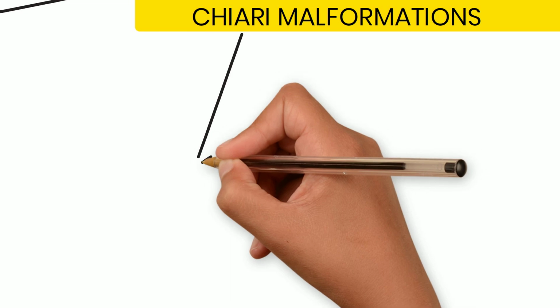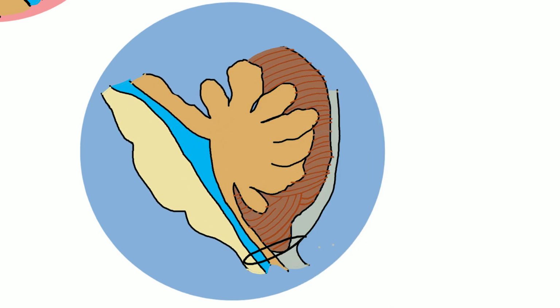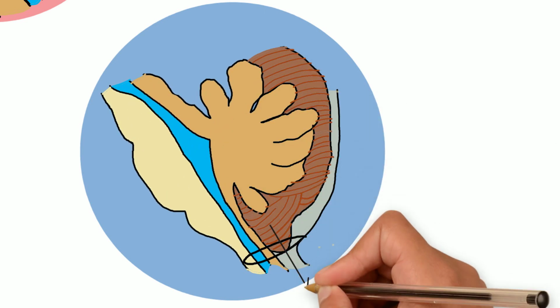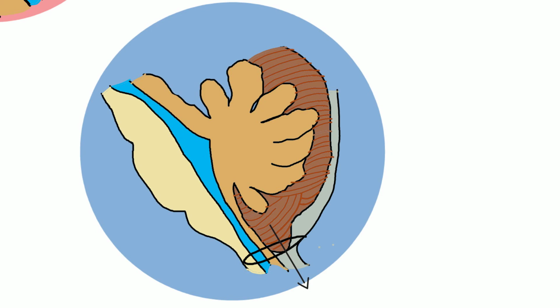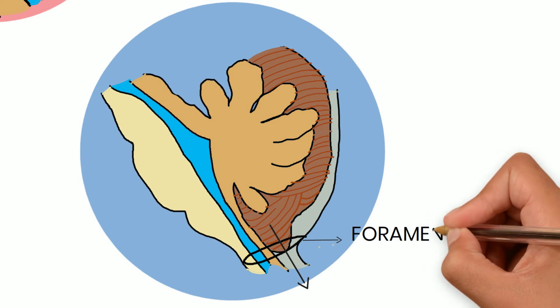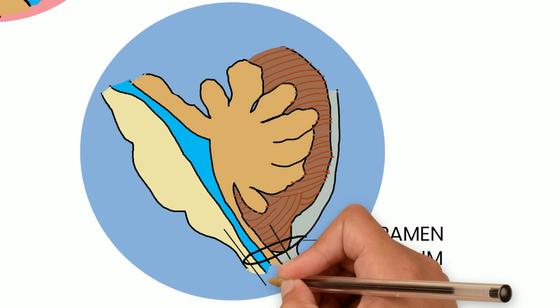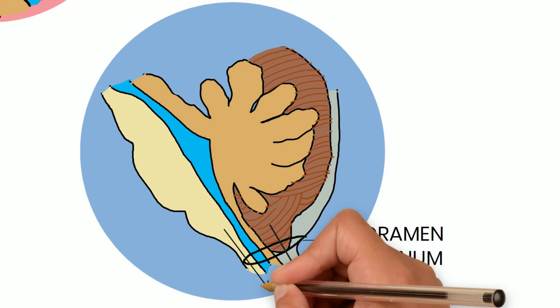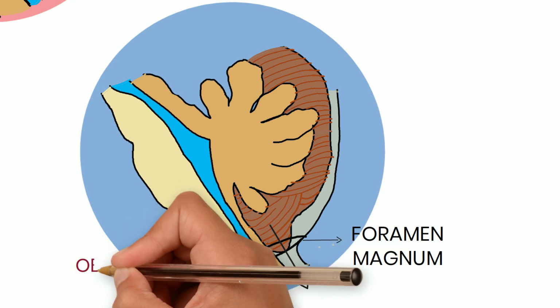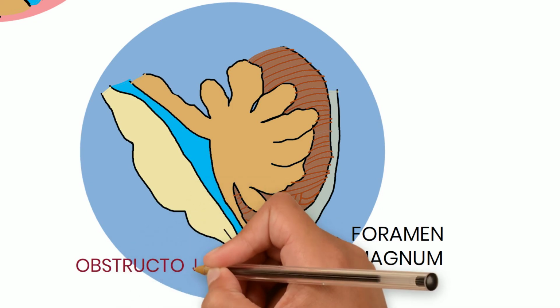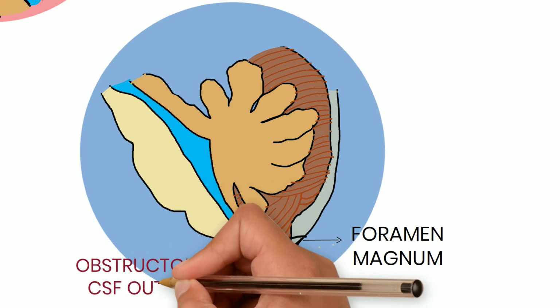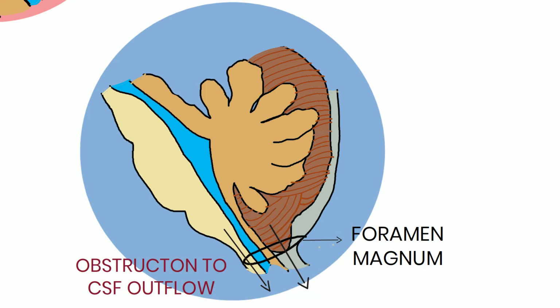Coming to Chiari malformation. In type 1 Chiari malformation, there is displacement of a portion of the cerebellum into the cervical canal through the foramen magnum. Type 1 usually doesn't result in hydrocephalus, whereas in type 2 there is additional displacement of the lower medulla also. So this results in obstructive hydrocephalus due to these displacements. In type 2 there is an associated meningomyelocele also.